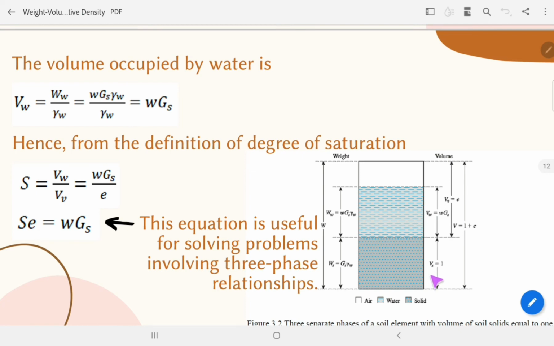Okay, so let's describe. This equation is useful for solving problems involving three-phase relationships. Kasi guys, if you can see here, pinagsama-sama mo yung three phases natin. Right? Which is, of course, napagsama-sama mo yung mga formula na na-derive from three phases, the air, water, and the soil solid, no? Kaya siya three-phase relationship yung ini-involve niya.